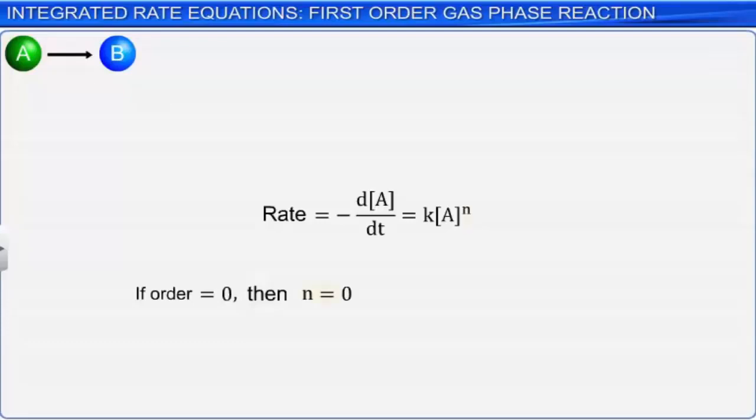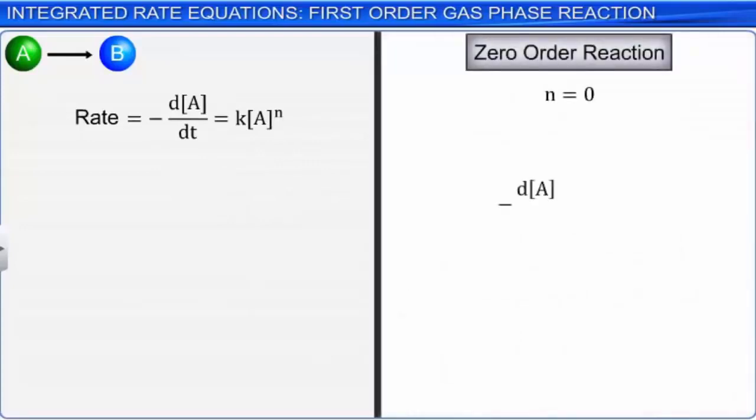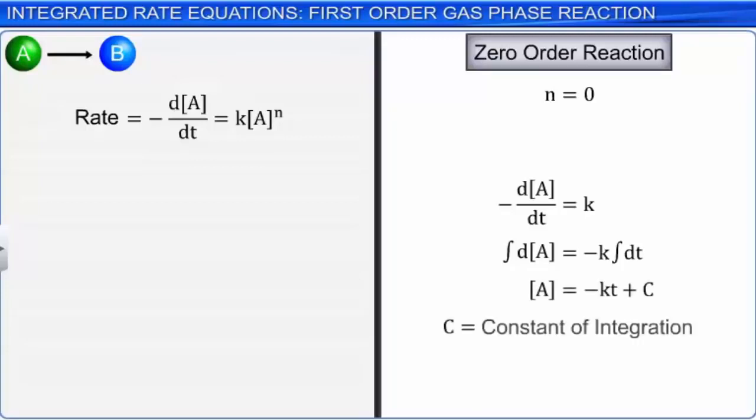Substituting n by 0 in the differential rate equation, we get minus dA by dt is equal to k, or dA is equal to minus k into dt. On integrating both the sides, we get concentration of A is equal to minus kt plus C, where C is the constant of integration. Let this be equation 1.